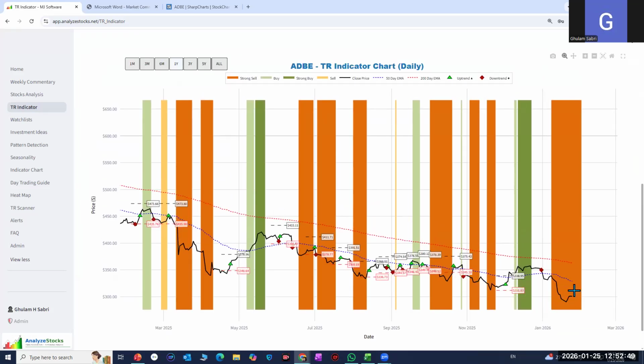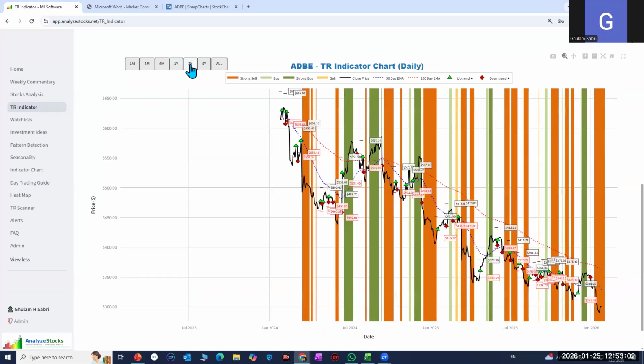So, what are the chances that the next time it establishes a green zone, it will move up? No, chances are dim, unless something fundamentally changes about this group, this industry, and this stock. So, better to remain away from Adobe. You see, it has come from 560 or 600 to how much? 300, 50% down in 2 years.